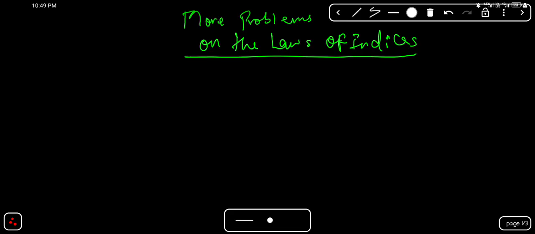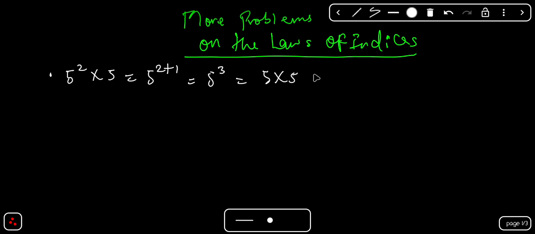The first problem I have here is a very simple problem, which is 5 raised to the power of 2 multiplied by 5. And this is going to give us 5 raised to the power of 2 plus 1, the law of indices. Check my previous video on that. So this will be equal to 5 raised to the power of 3. And then 5 raised to the power of 3 is 5 multiplied by 5 multiplied by 5. So that should give us 125. So that is about that.